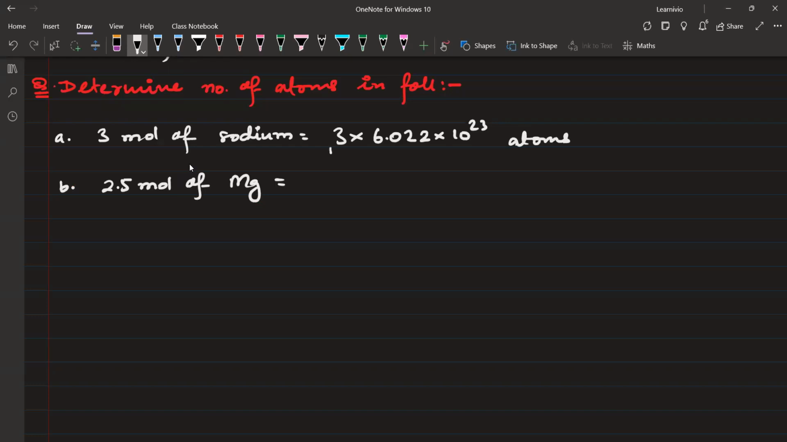See, I'm not going to teach you multiplication. You can do multiplication. Hafsa, tell me, 2.5 moles of magnesium, how many atoms will be there? 2.5 into 6.022 into 10 raised to 23. So 2.5 into 6.022 into 10 to the power 23 atoms will be there.